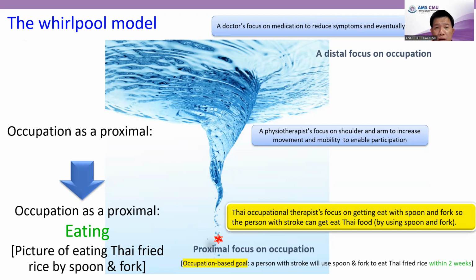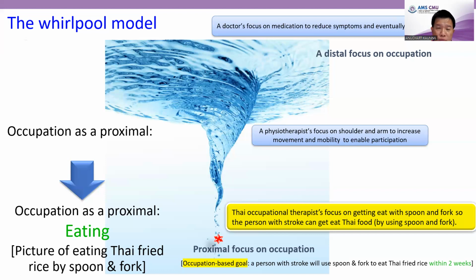The proximal, the client in terms of eating. What does the doctor or physician do? The physician or doctor focuses on medication, reducing symptoms, and eventually enabling participation. That is the job of the doctor. Okay, this is the whirlpool model.